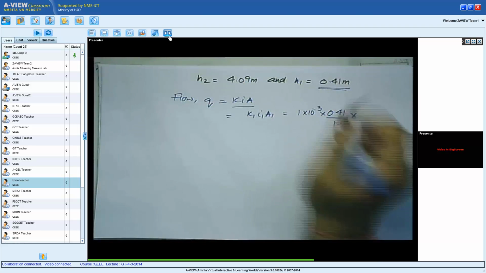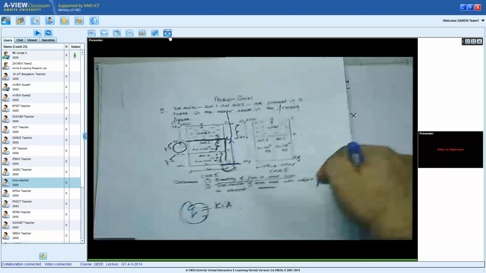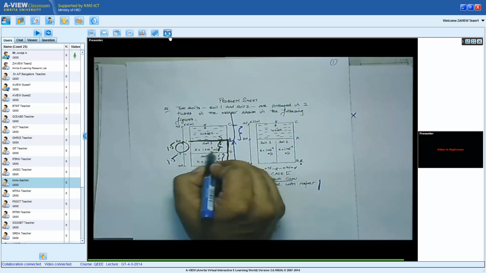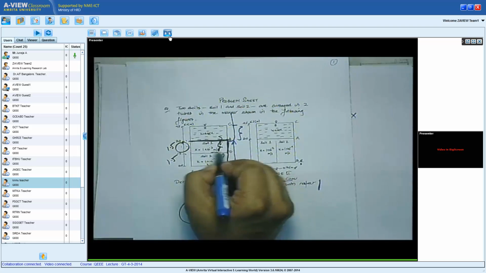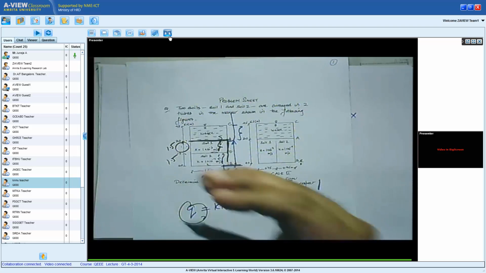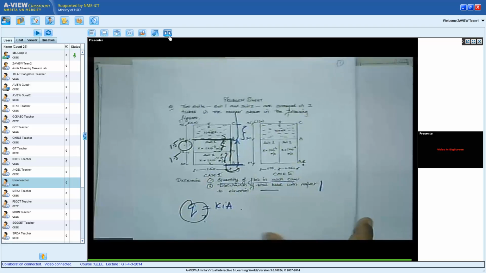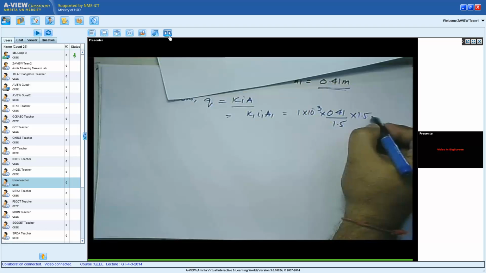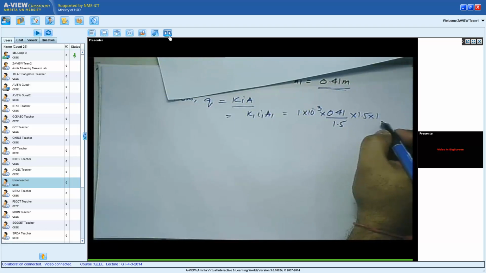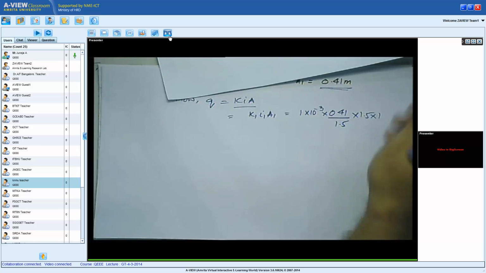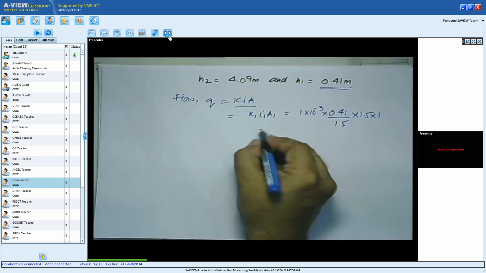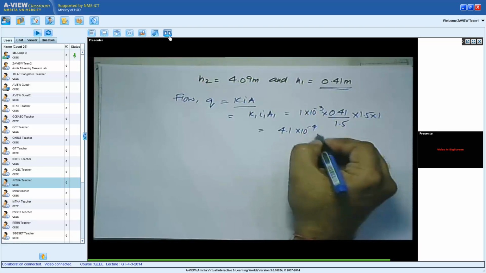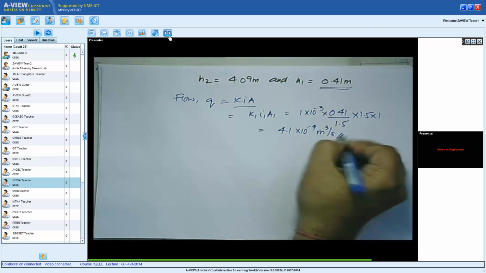What about area A? Let me bring back the figure. Let me use the same logic. It flows through this area of this length times the 1 unit length which comes out and hits you. So can I say this length is 1.5 meters times the unit length which comes out and hits you. That should give you a value of 4.1 into 10 to the power minus 4 meter cube per second.